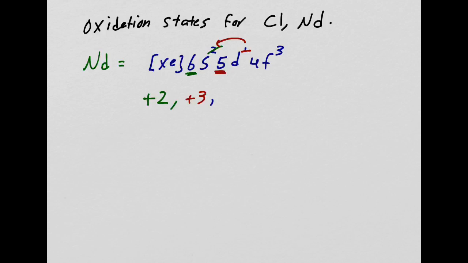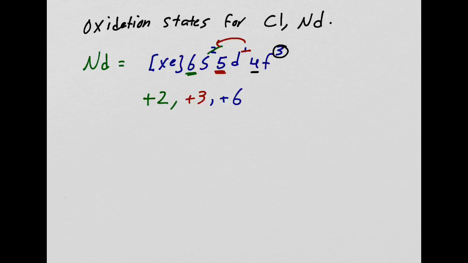Let's do it. Then my next highest one is 4. Now, before I lose this, I need to lose the 2 and the 1. So 2 plus 1 and then plus 3, it would be plus 6. So you can keep going until you get to plus 7. And Nd is a metal, and metals only have positive oxidation numbers.